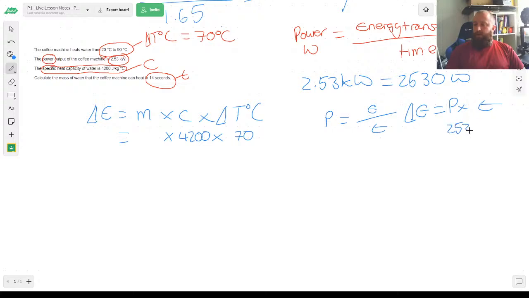So 2530 times 14 seconds equals, and this is going to be a big number. And that's the other thing that confuses students. They get a number that's really big and they go, I must have made a mistake. Probably not. I am transferring 35,420 joules of energy to heat up some coffee. Sounds perfectly reasonable to me.